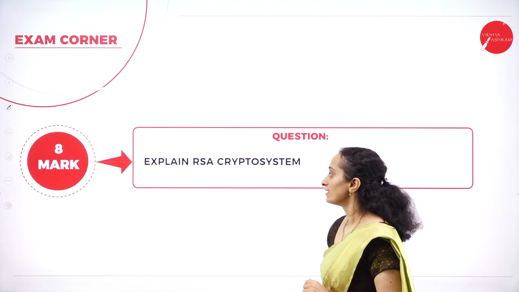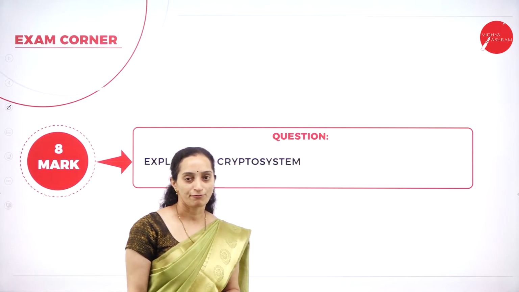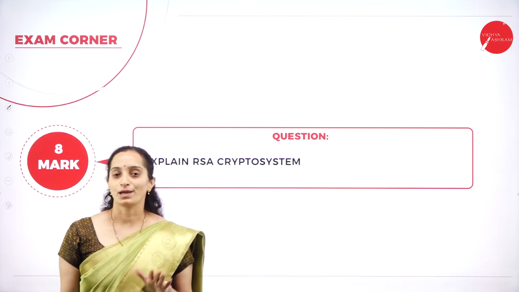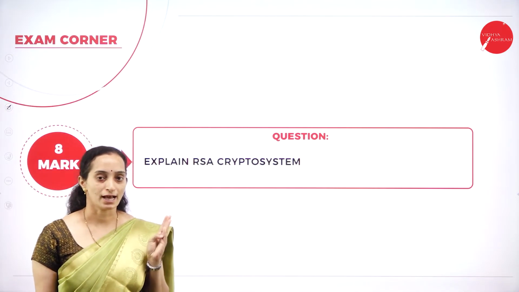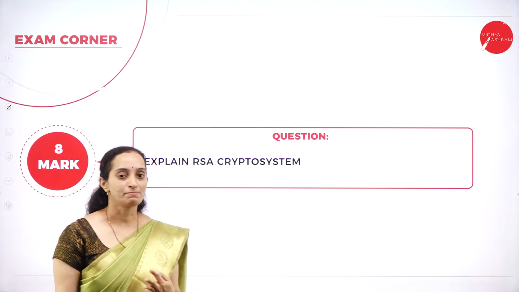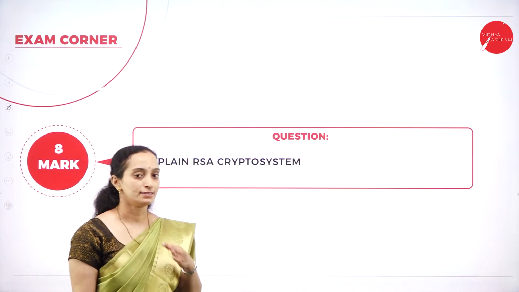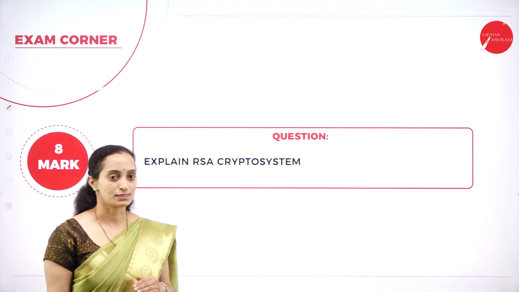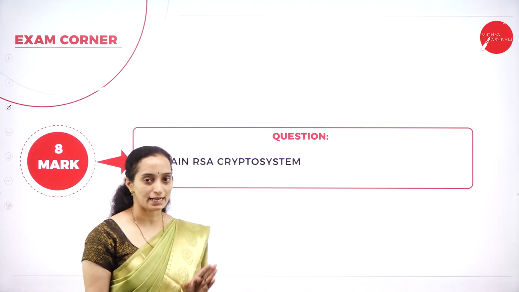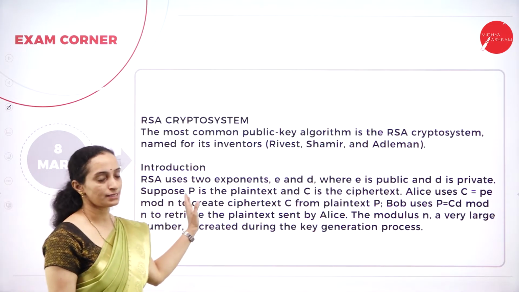Okay. Next is the RSA crypto system. From the third unit, there will be a sure question on one of these: either the RSA crypto system, ElGamal, or the elliptic curve crypto system. Okay. Learn all three crypto systems. One of them will definitely appear in the examination. Here you can give the explanation.